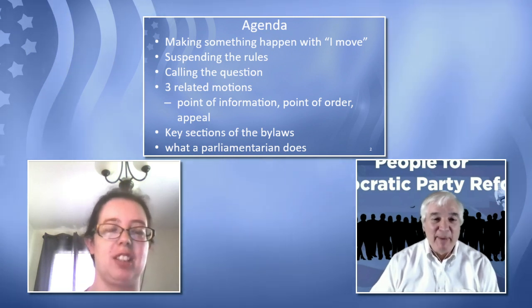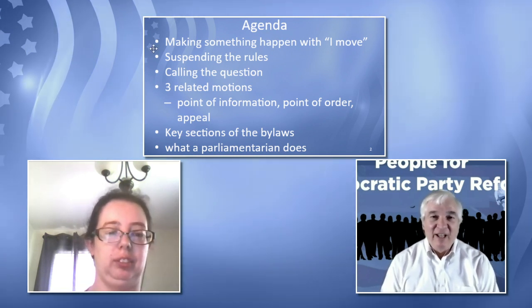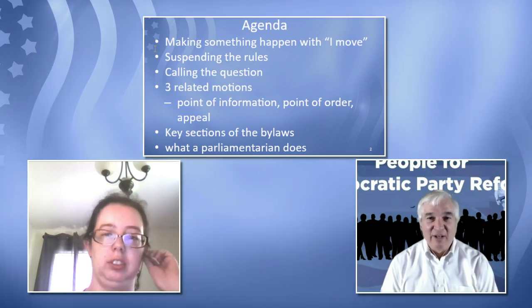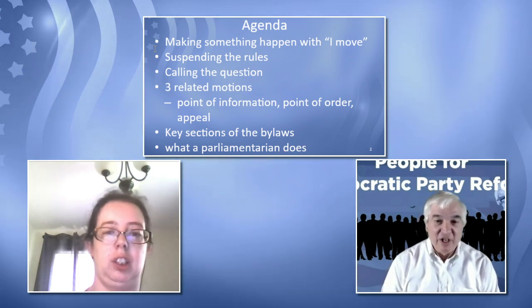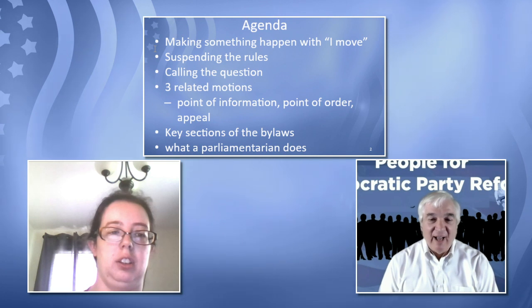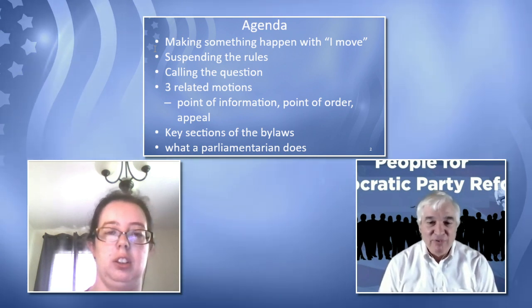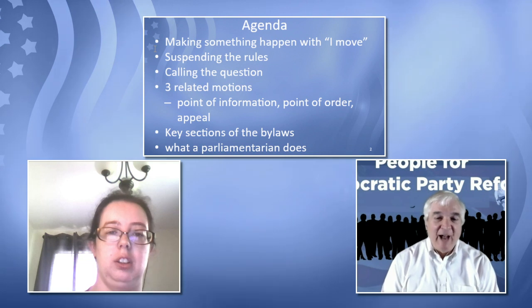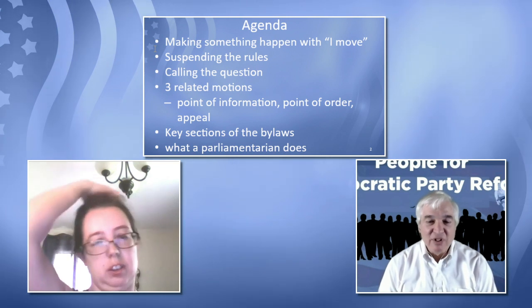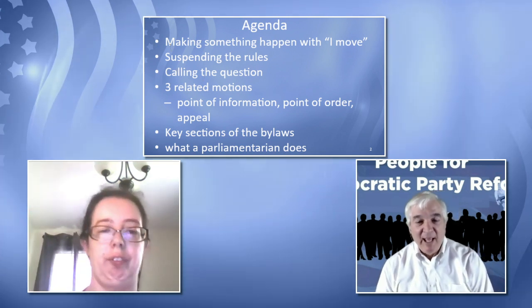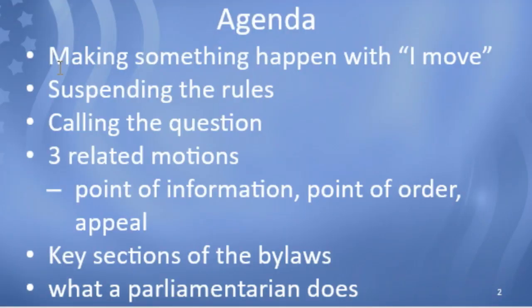Today's show is about the tools in your toolbox if you attend a meeting that is run under parliamentary rules of order or run as a democratic society. So our agenda is how to make something happen with a motion I move, how to suspend the rules, what calling the question means and how that is supposed to function, and then 3 related motions: point of information, point of order, and appeal, key sections of the bylaws which you should study before you go to a meeting. And then the last topic we will hit is what a parliamentarian does.